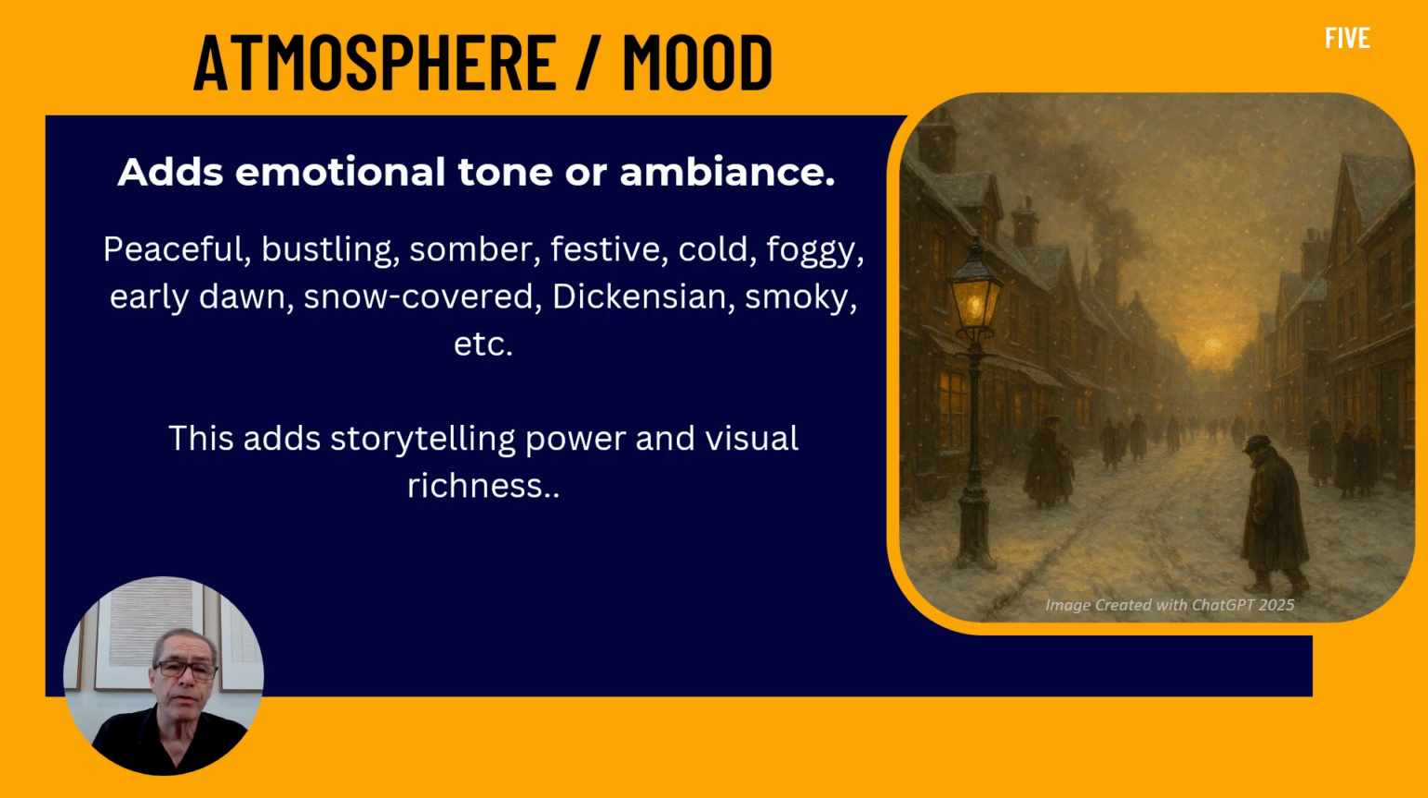Then we move on to number 5. What's the mood? What's the atmosphere? Is it happy? Is it somber? Is it cold? Is it foggy? Now this again adds layers of complexity to your image. And what we're trying to do here is move away from the standard GenAI generated picture to something that is more appropriate to what you want. So let's add a layer of atmosphere or mood to the image that we're looking at.